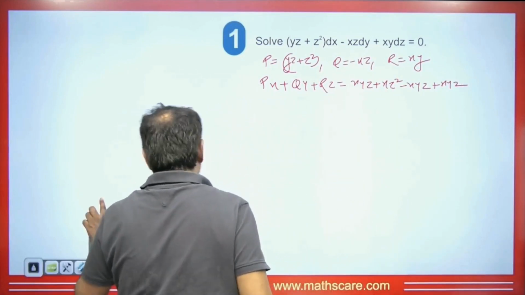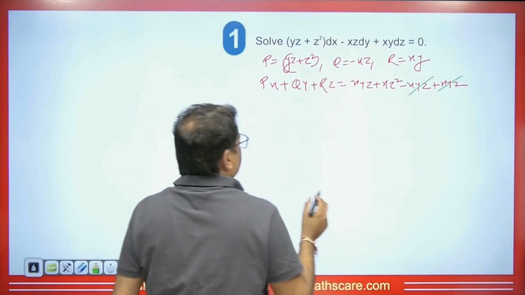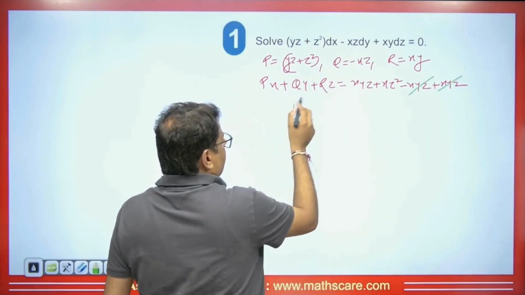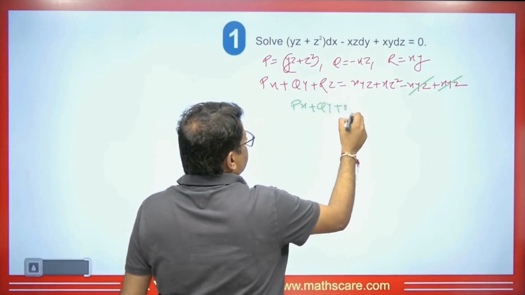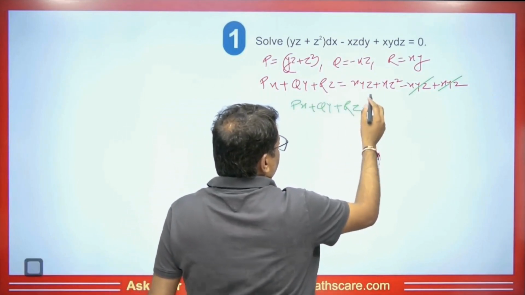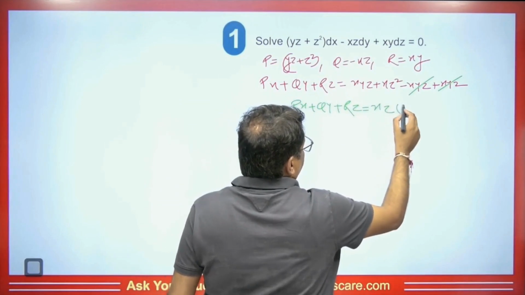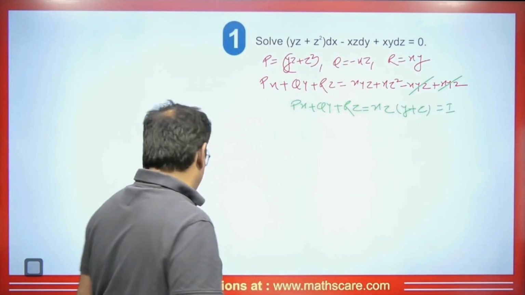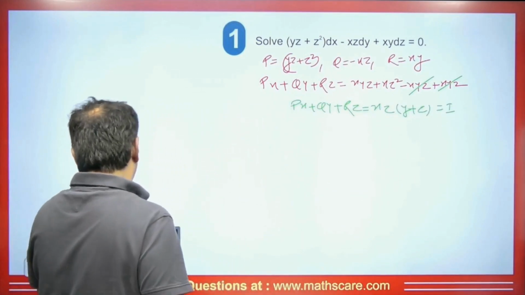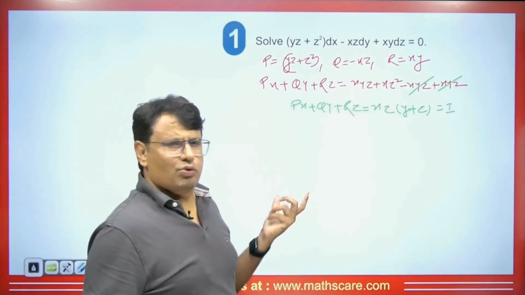Now what do we do here? We will cancel out xyz. And then if we check here, we are getting the value of px plus qy plus rz as this one. What will I do? I will take xz common, so this will be y plus z. We will consider this as I. When we do not get 0, we consider it as I, and this becomes the integrating factor.